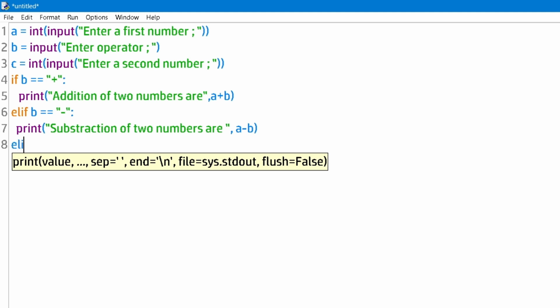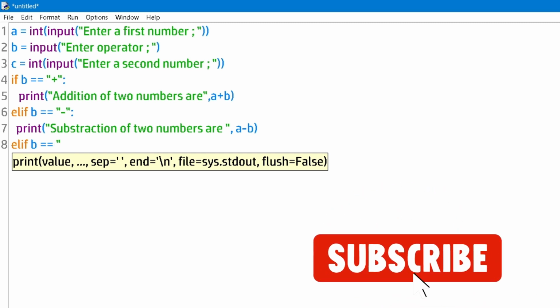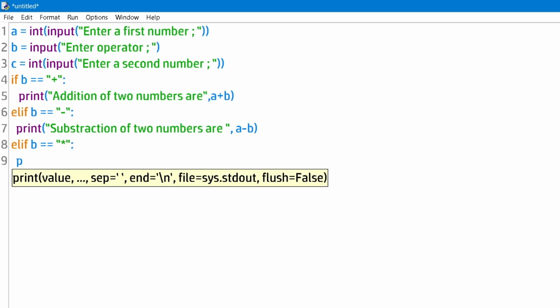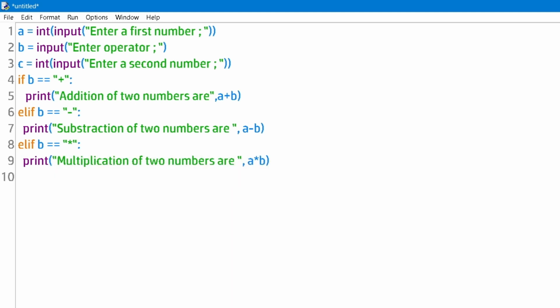Elif b equal to multiply. Multiply means star. So print multiplication of two numbers a into b. Elif b equal to divide.